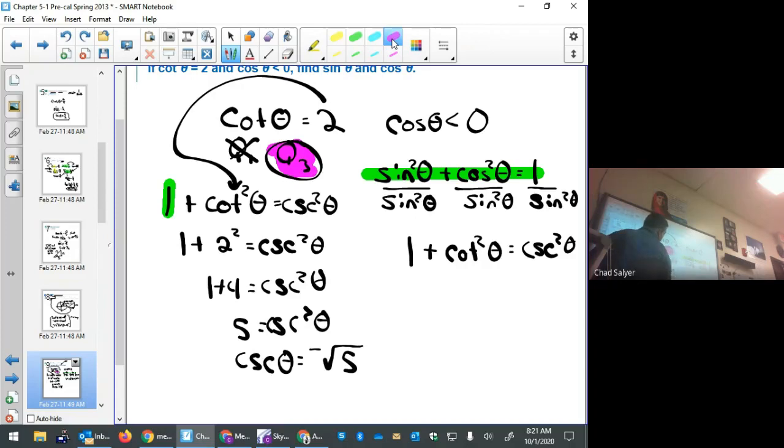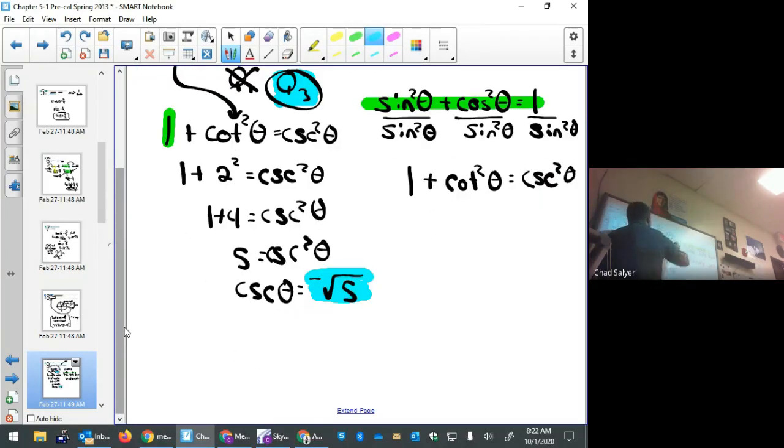So everywhere I apply that, I'll try to highlight it like so. The reason why it could be either positive or negative is when I take a square root, I know it's negative because we're in Q3. Actually, you know what? I hate that highlighter color. It's way too dark. There we go. That'll be better. So now I have the cosecant.